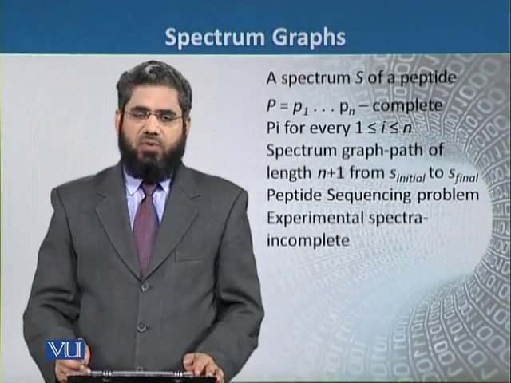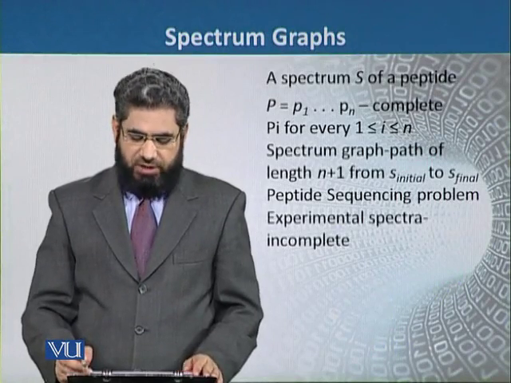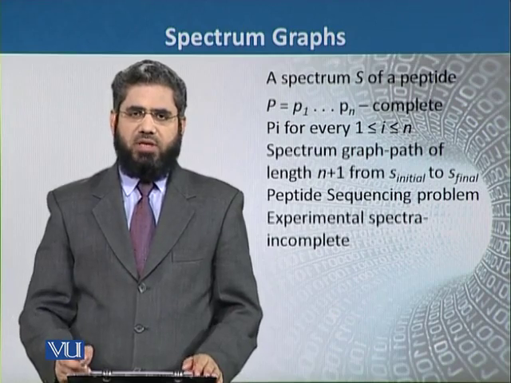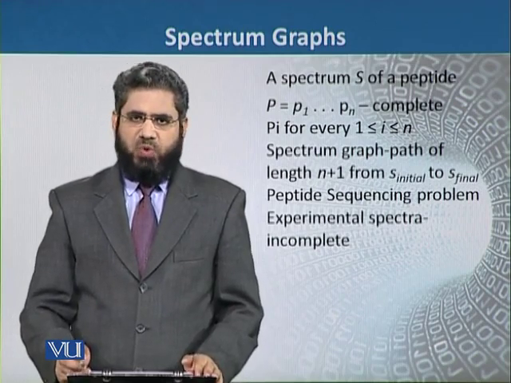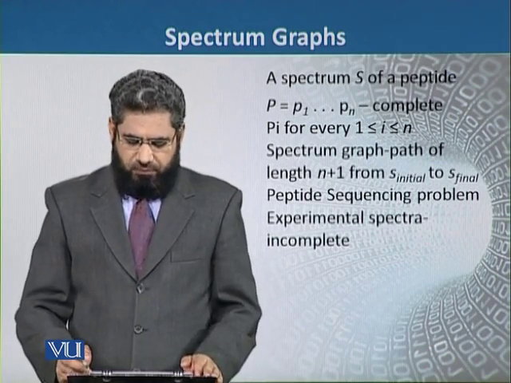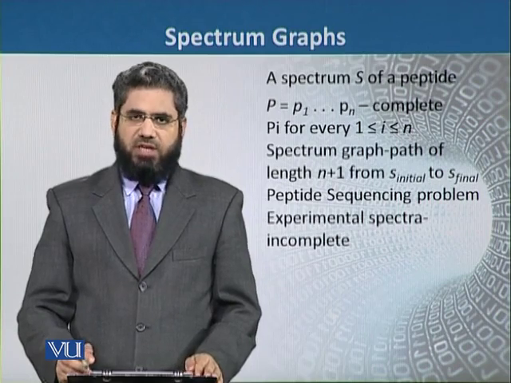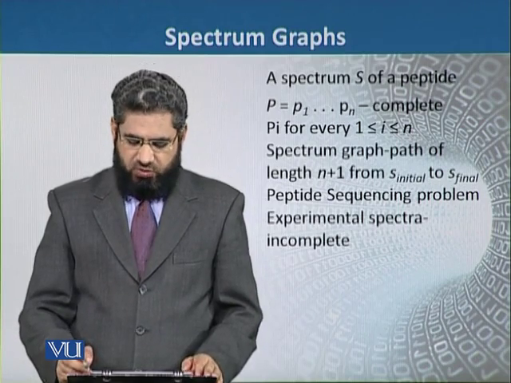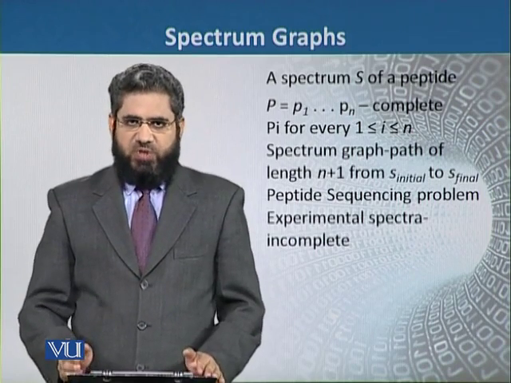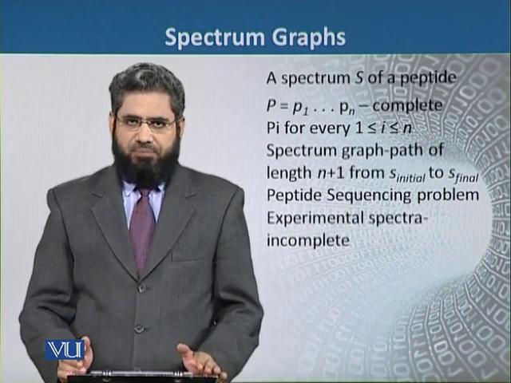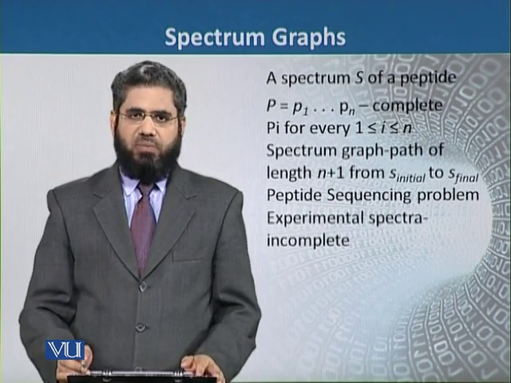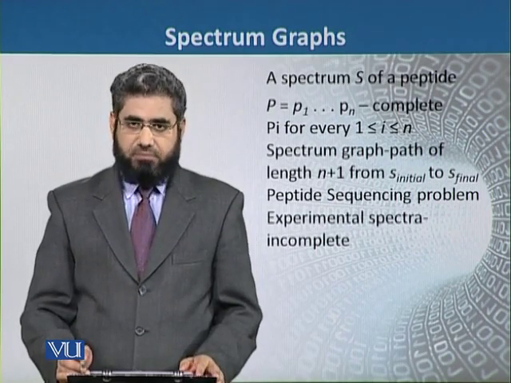The experimental spectrum S of any of the peptides P, that is from P1 to Pn, is considered complete if it has the specific ion corresponding to the N terminal. And we know that the value of that spectrum will be 1 ≤ i ≤ n. We also know that that specific spectrum has a specific path, and the length of that path is n + 1, which starts from S initial to S final.